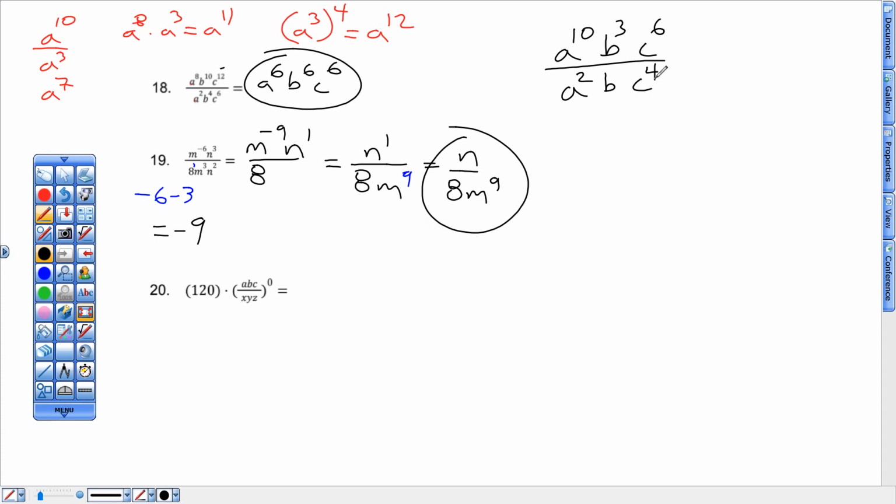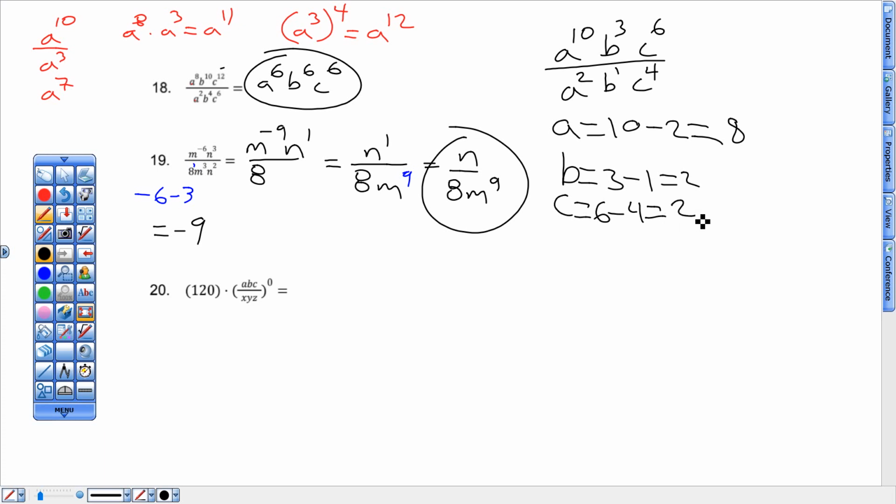Okay, so top power minus the bottom power. 10 minus 2 is 8. So that's going to be a to the 8th. And then for b, 3, would that just be minus 1? Yep, that's a little hidden 1 right there. It's going to be b to the 2nd. And then c is 6 minus 4, which is 2.